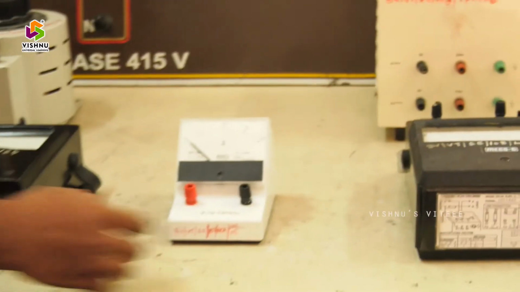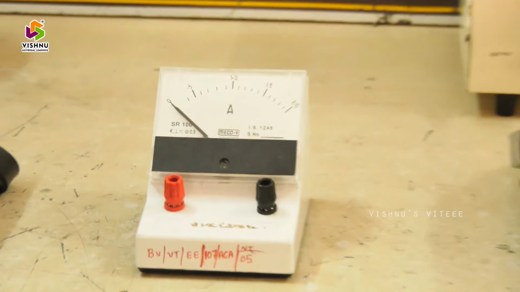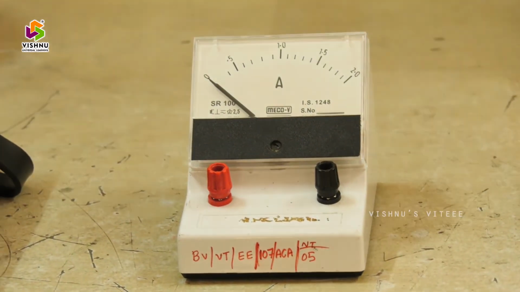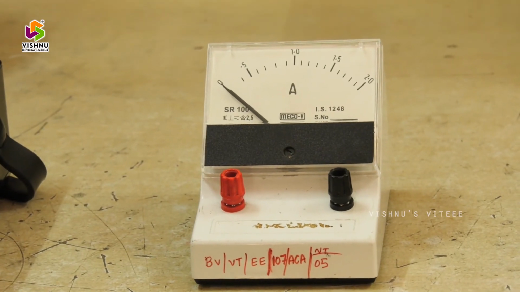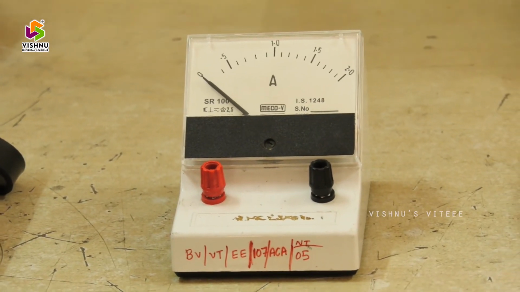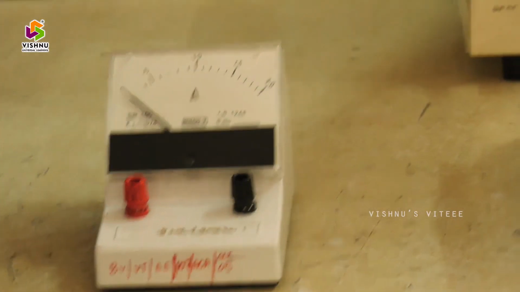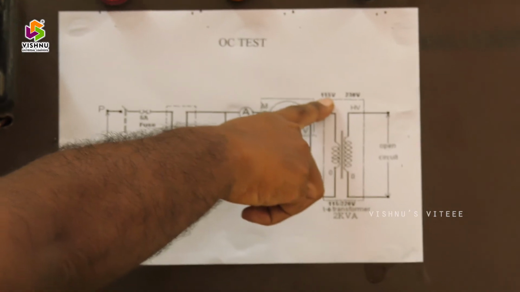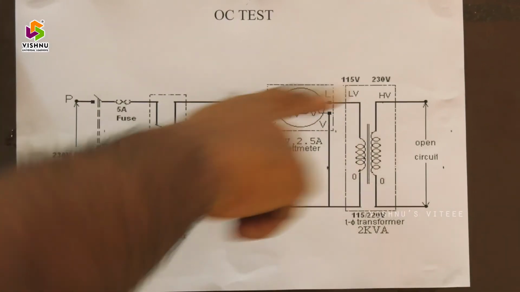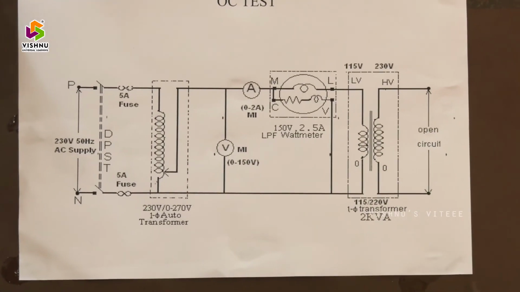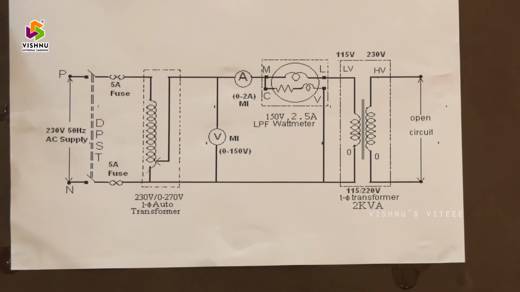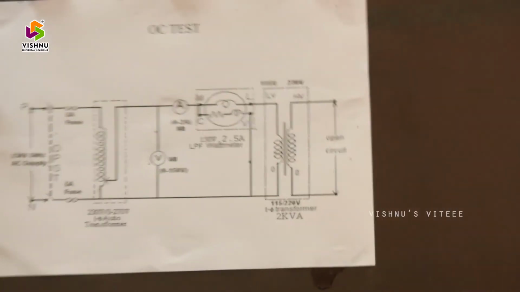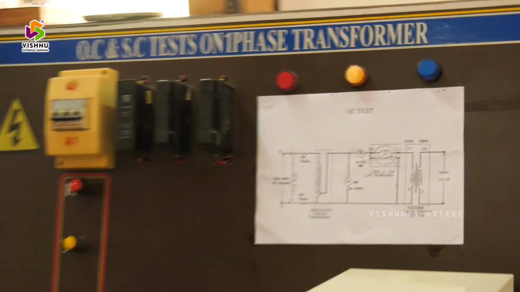And coming to the ammeter, in the open circuit test the current drawn by the transformer is nearly 2 to 5% of the full load current. In our experiment here we have a 2 kVA transformer, and we are connecting the 115 volt side. Generally, on the 115 volt side you conduct the experiment on the transformer under secondary open circuit. Under open circuit condition the transformer draws only 2 to 5% of the full load current.